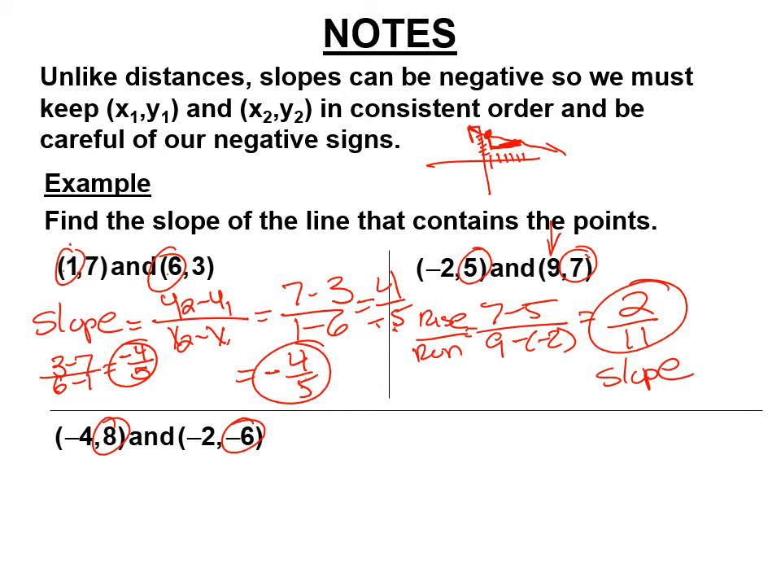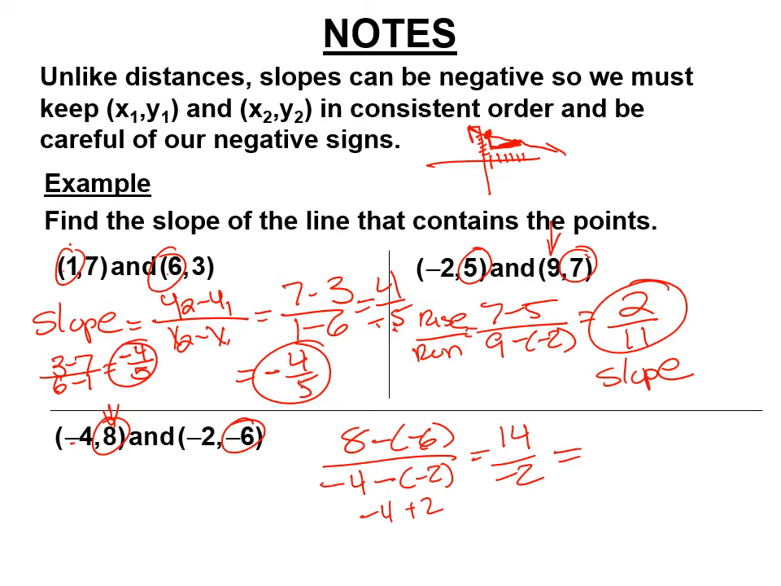So you can start with either one. I tend to do what's easiest. I always start with y, and then I just do whatever I think is easiest. 8 minus negative 6 is 14, right? So I started with the 8, so I have to start with the negative 4 on the bottom. Negative 4 minus negative 2 is the same as negative 4 plus 2. That's negative 2. Well, I'm not going to leave it that way. I have to always simplify my fractions, and the slope of this is negative 7.